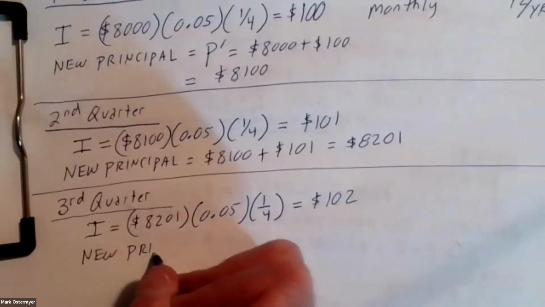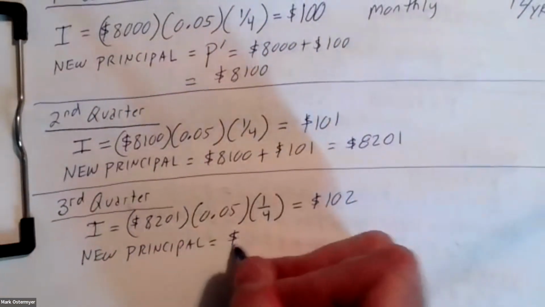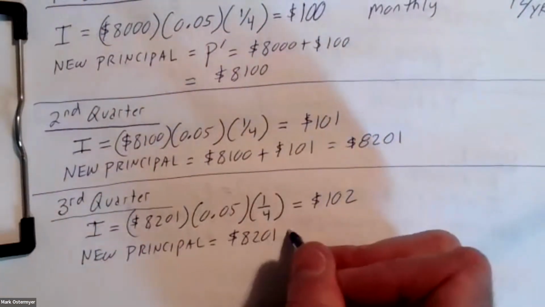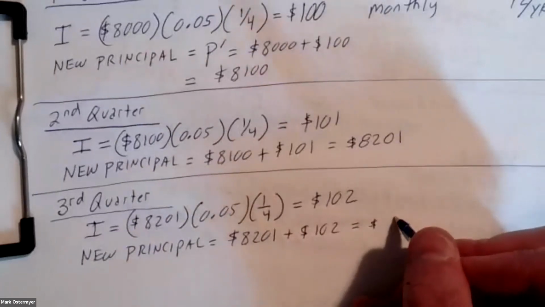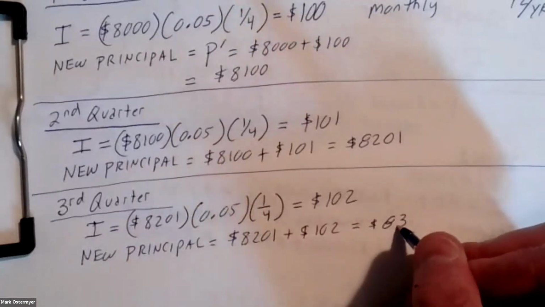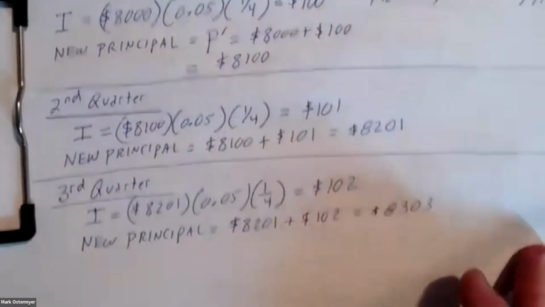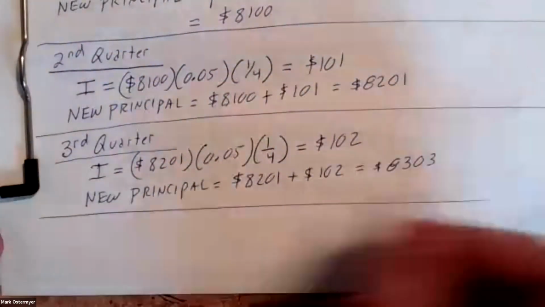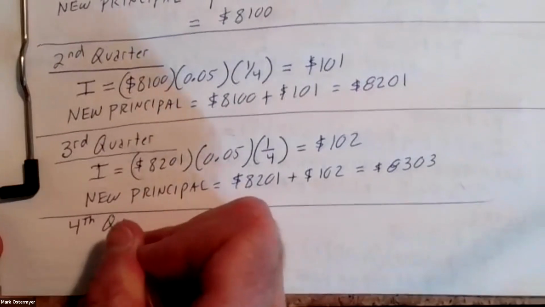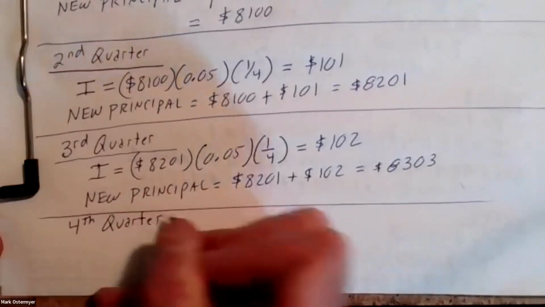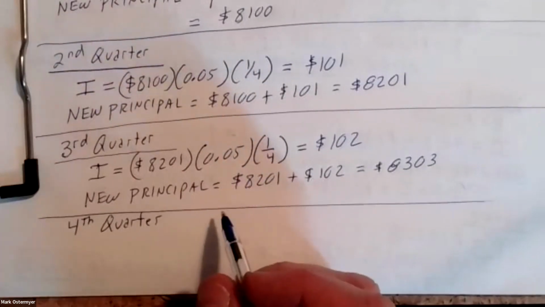All right, so therefore the new principal at the end of the third quarter is going to be the old principal, which is 8201, plus $102, which is now going to be 8303, right? Finally, ladies and gentlemen, the fourth quarter. Thank goodness this is only for 1 year. Could you imagine if we invested this for 20 years? We would have 80 calculations to do, 80 of them. Thank goodness this is 1 year.